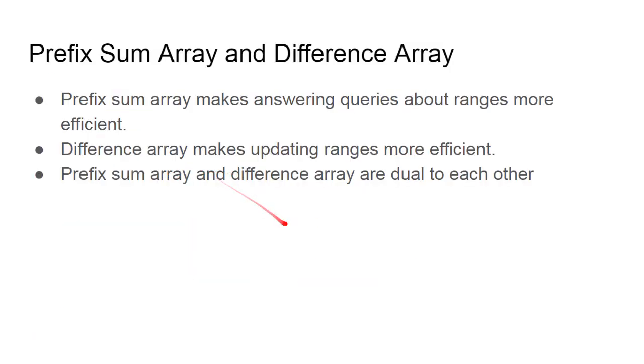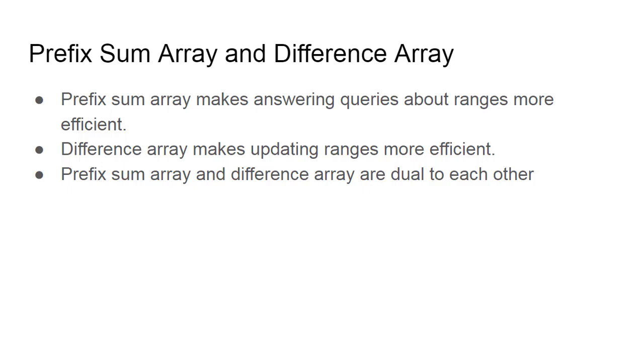In these topics, the main concepts are the prefix sum array and the difference array. The prefix sum array makes answering queries about ranges more efficient. So if we have updates at individual positions and queries of sums about ranges, then we want to use a prefix sum array. And if we want to update ranges, and we have very few queries to answer, essentially only a query at the end, then we want to use a difference array.